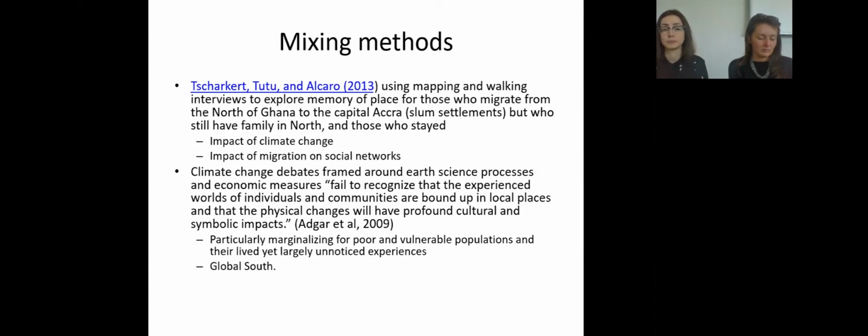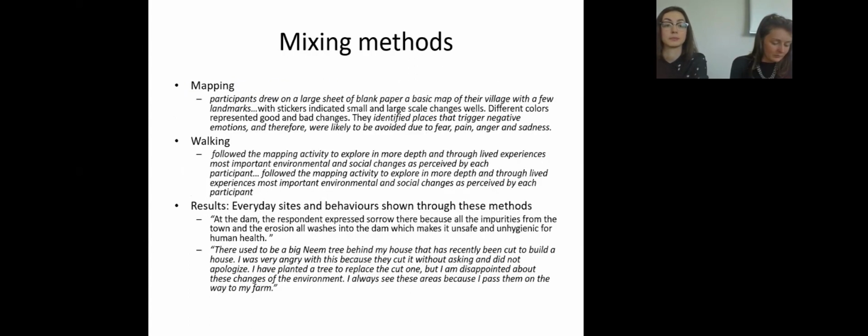In 2009. So the authors said that particularly marginalised groups, poor and vulnerable populations, have a lived experience of climate change that is largely unnoticed by policymakers. And this is particularly profound in the global south. So they were interested in emancipatory, participatory, community engagement approaches to try and shine a light on these experiences that are often undiscussed in wider, macro level policy making discussions.